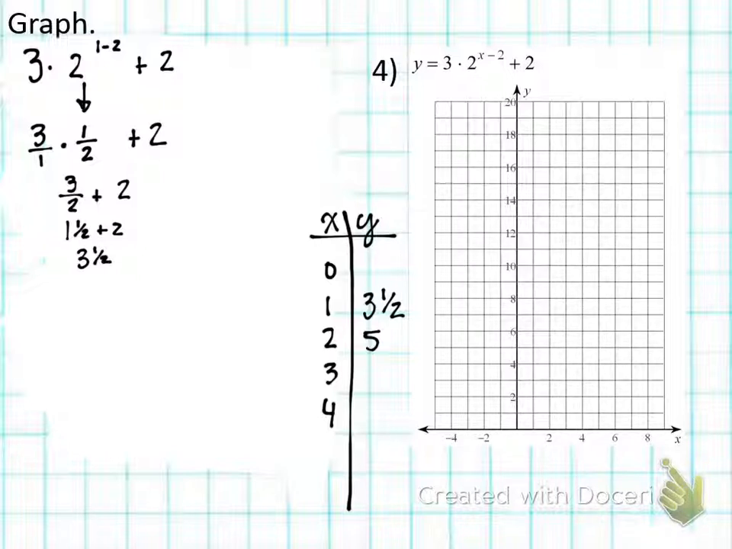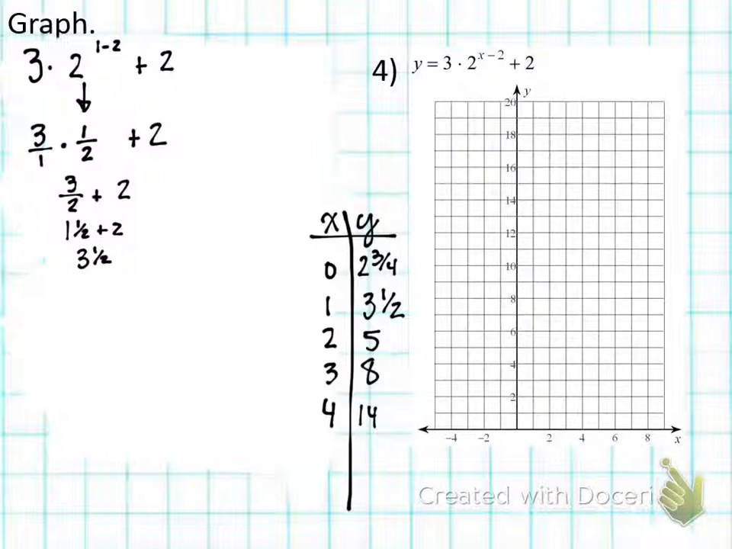Let's put 0 in. 0 minus 2 is negative 2. 2 to the negative 2 is 1/4. 1/4 times 3 is 3/4. 3/4 plus 2 is 2 3/4. Okay, 3. 3 minus 2 is 1. 2 to the 1 is 2. 2 times 3 is 6. 6 plus 2 is 8. 4. 4 minus 2 is 2. 2 to the 2nd is 4. 4 times 3 is 12. 12 plus 2 is 14. Okay. I know I did those in my head, but that's really where we should be at, going quickly, right?